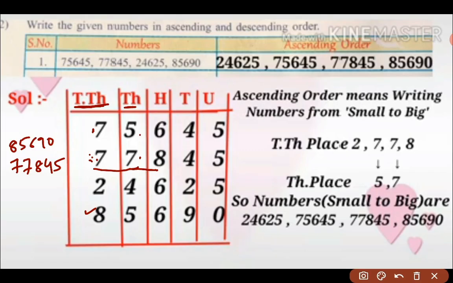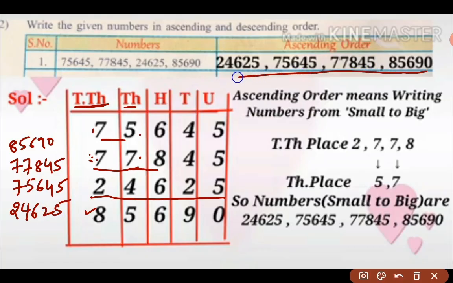And then this would be your next bigger number, 75,645. So this is the smallest among all the numbers, 24,625. It is just the opposite of your ascending order, right?